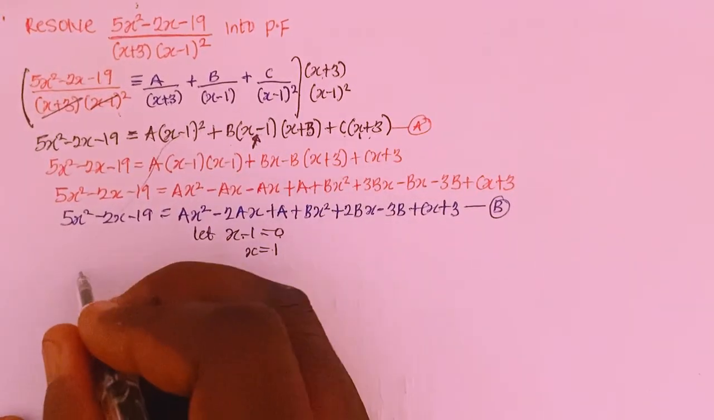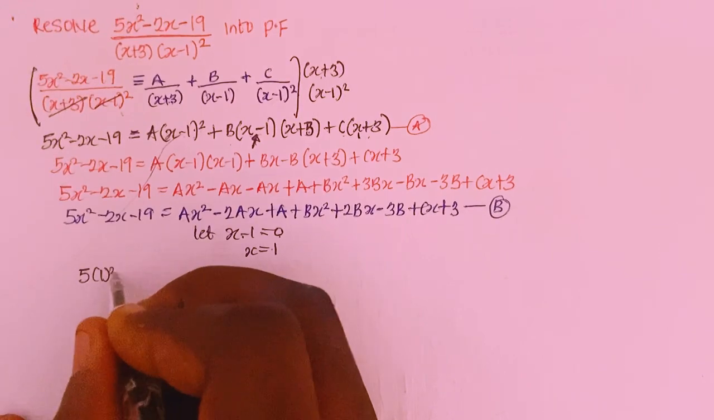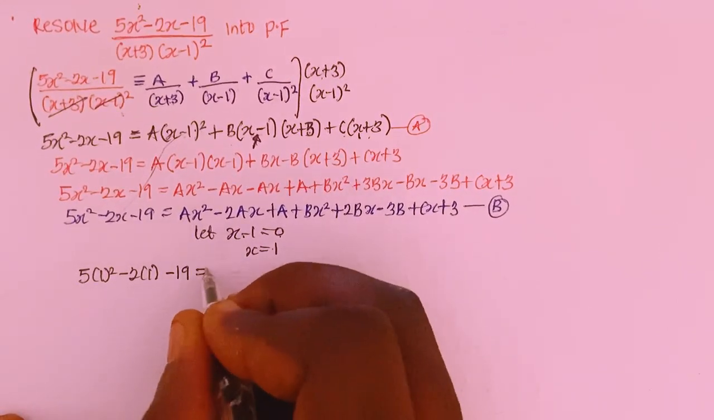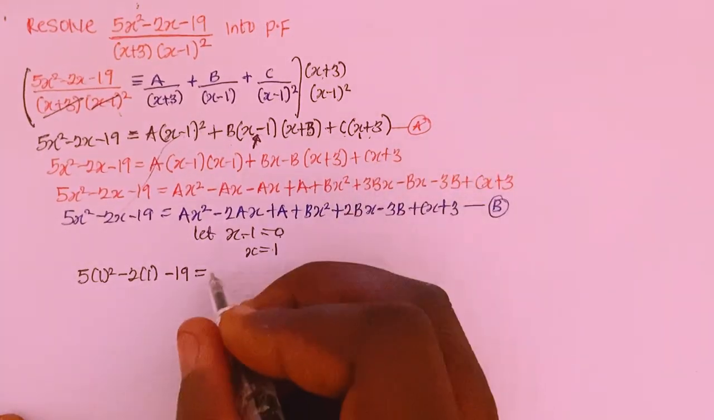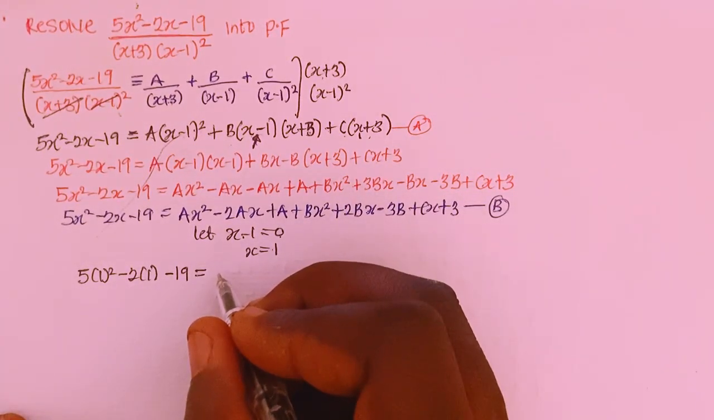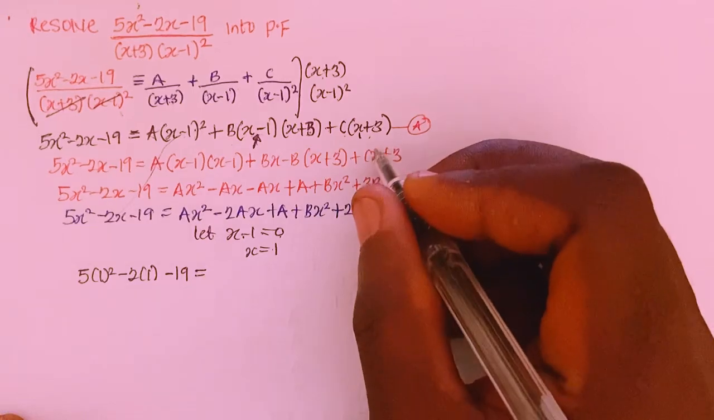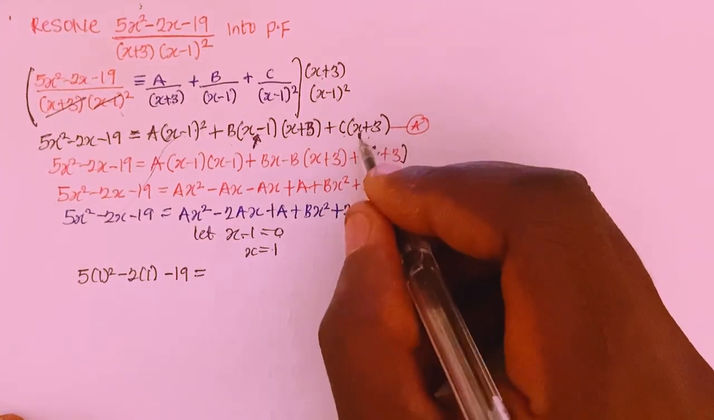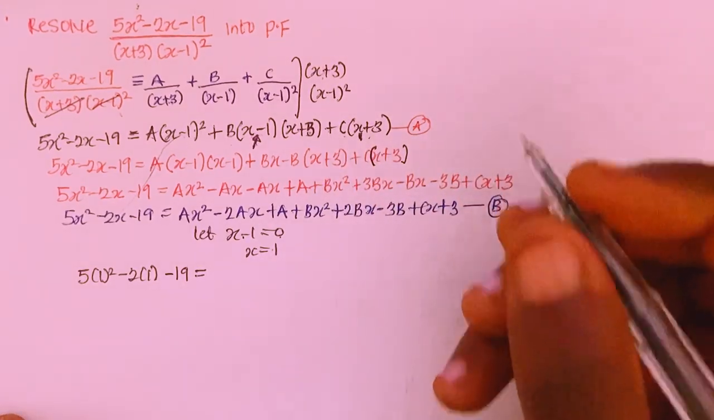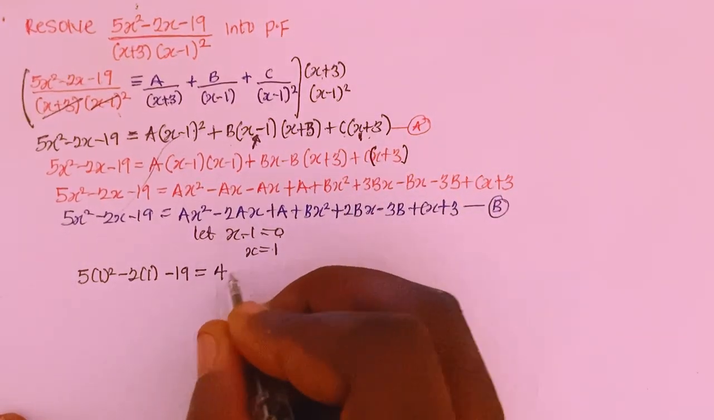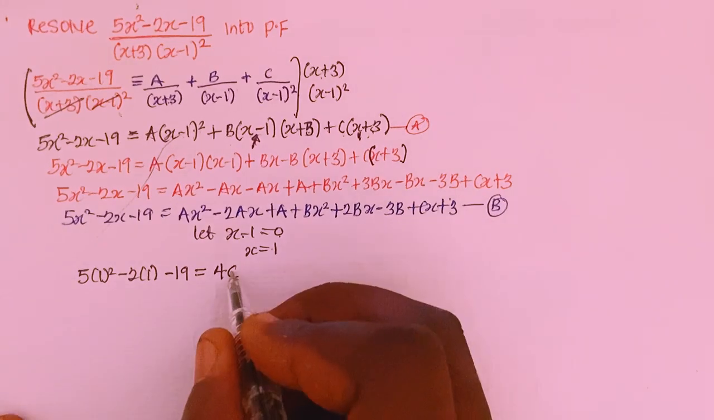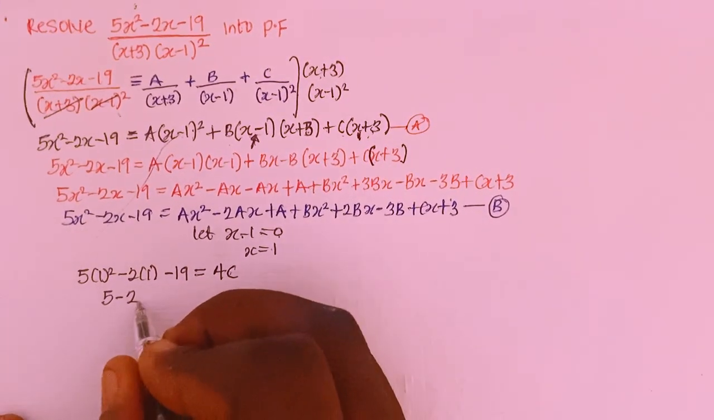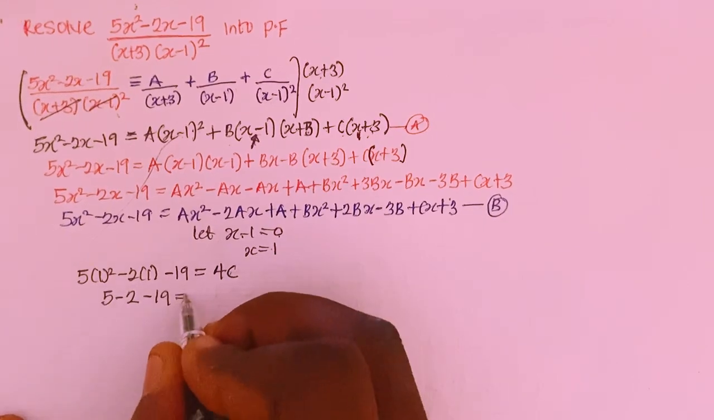Then I'm going to have 5 into bracket 1 squared minus 2 into bracket 1, then minus 19, which is equal to... this is actually bracket, right? So if I put 1 here, that's 4c. So here I'm going to have 4c. Exactly. Here I'm going to have 5, that's 5 minus 2, right? Then after that I'm having minus 19, which is equal to 4c.